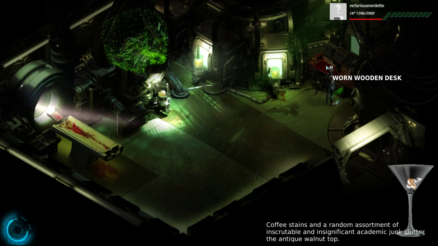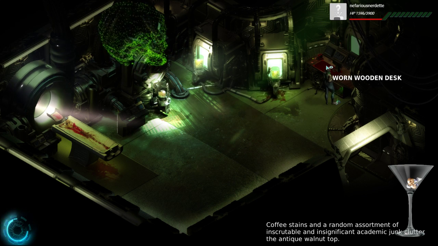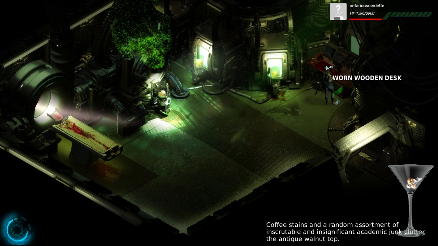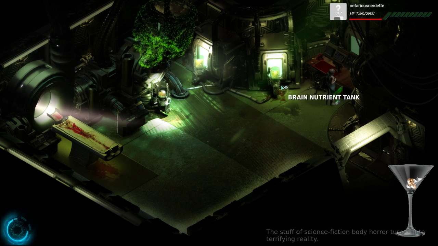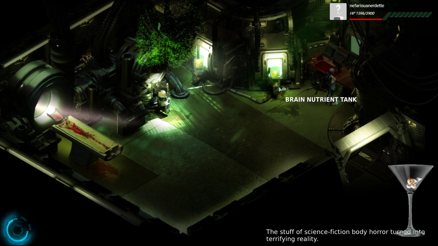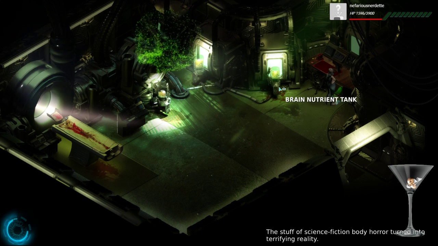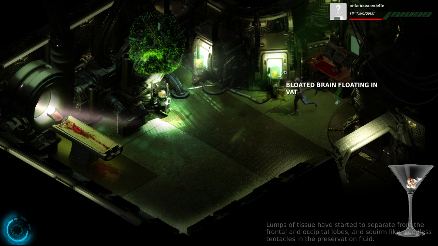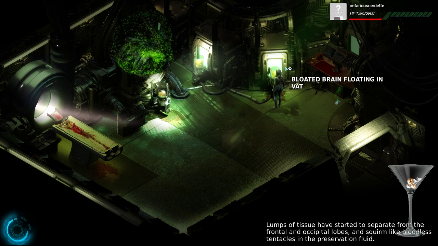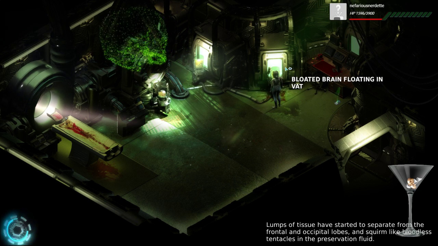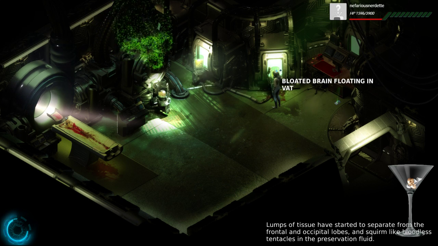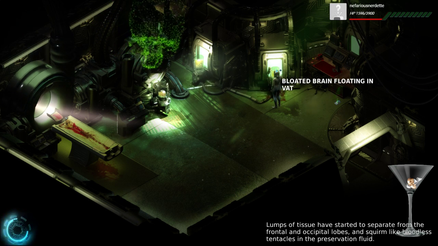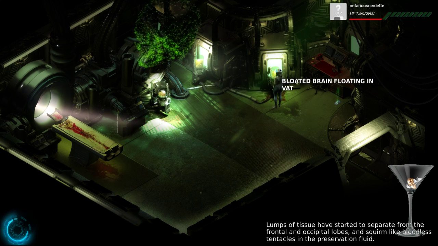Worn wooden desk. Coffee stains and a random assortment of inscrutable and insignificant academic junk clutter the antique walnut top. Alright, well, you want to look closer at that? No? Brain nutrient tank. The stuff of science fiction body horror turned into terrifying reality. You want to take a look at that? Bloated brain floating in vat. Lumps of tissue have started to separate from the frontal and occipital lobes and squirm like bloodless tentacles in the preservation fluid. Yummy.